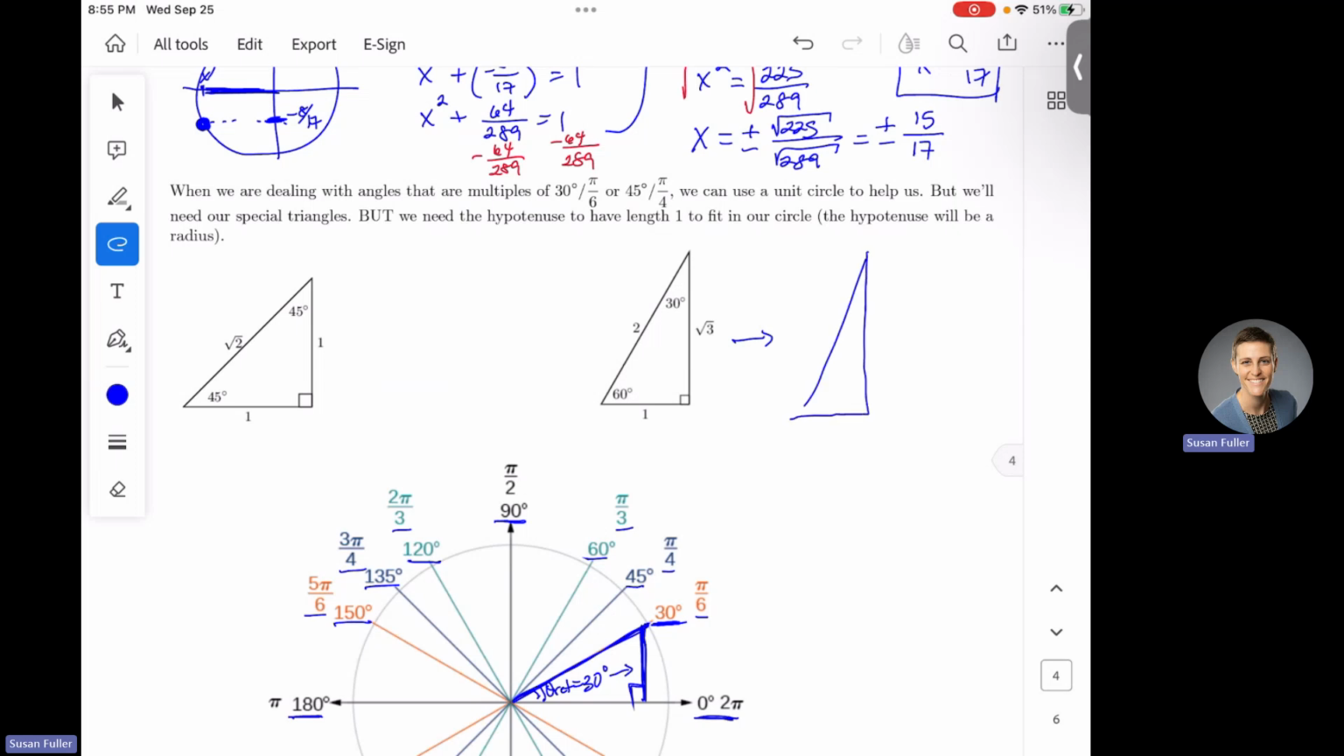So if I take my 30, 60, 90 triangle, use your imagination and pretend that's a pretty 30, 60, 90 triangle. So this is a 30-degree angle. This is a 60-degree angle. I want my hypotenuse to be 1. Here it was 2. So if I'm going from this triangle to this one, I'm cutting it in half, right? And what I do to one side, I have to do to the others.